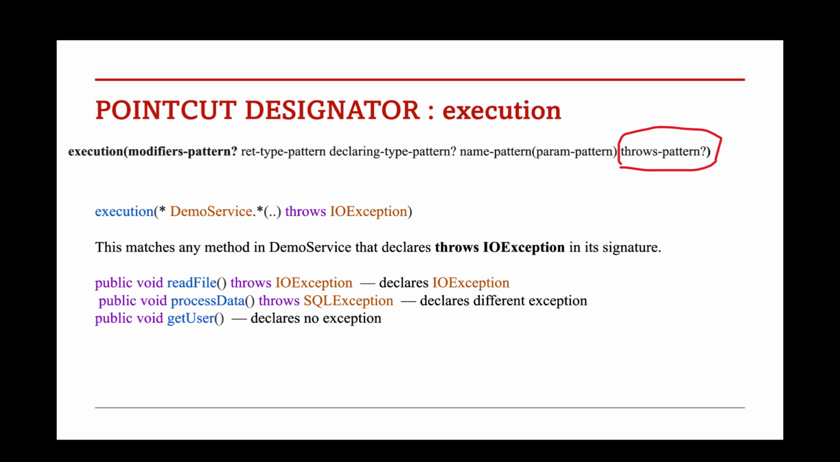This is very important. The throws pattern matches based on the declared exception type, not what the method actually throws at runtime. It must be explicitly declared in the method signature. So, very precise. Very specific. And as I mentioned, rarely needed in real projects.